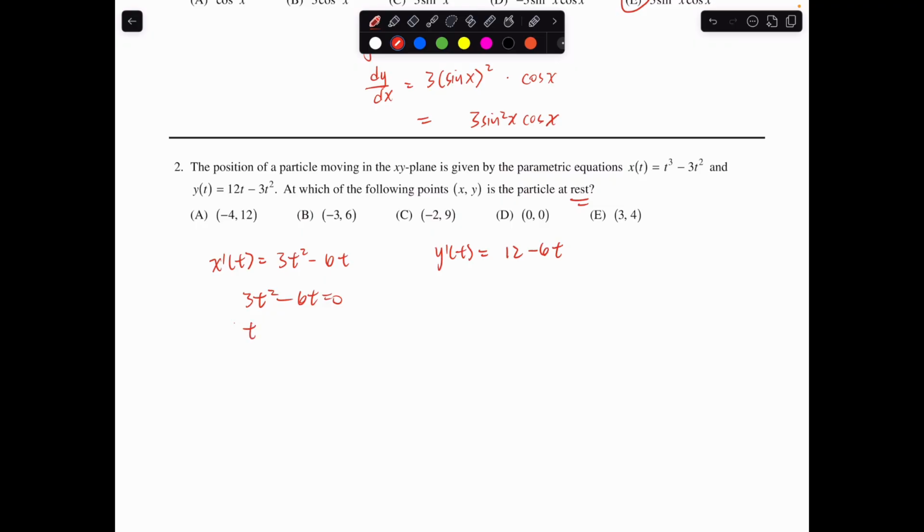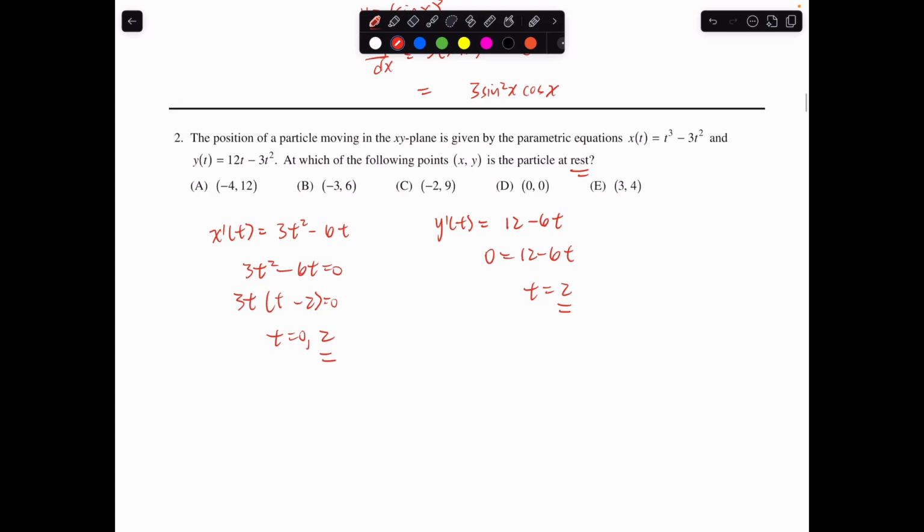Let me just factor out a 3 and the t. So t minus 2 is equal to 0. So t is equal to 0 and 2. Now for y, 0 is equal to 12 minus 6t, so t is equal to 2. So it seems like my t is 2.